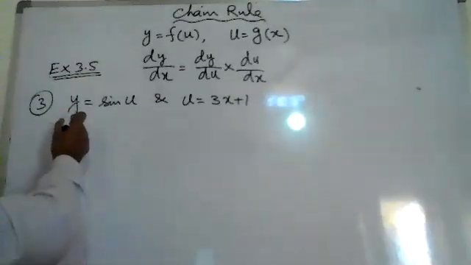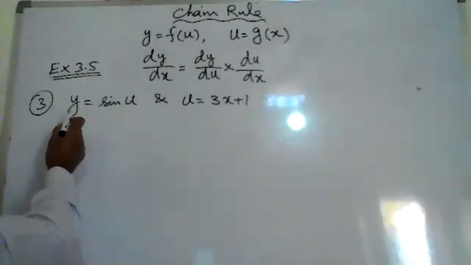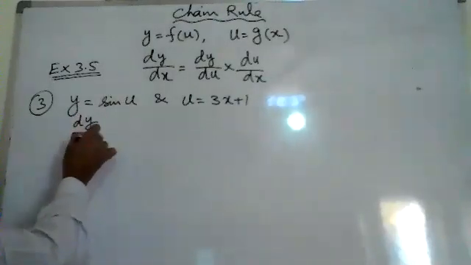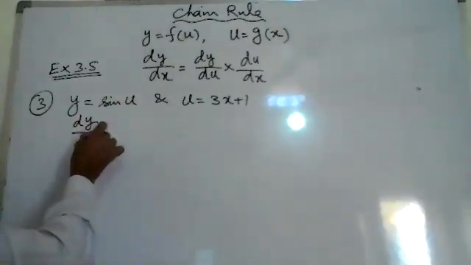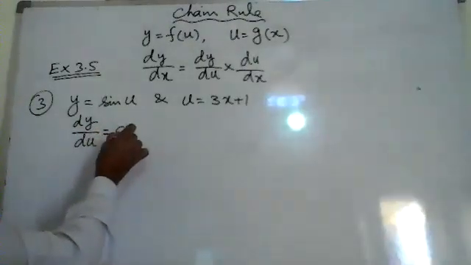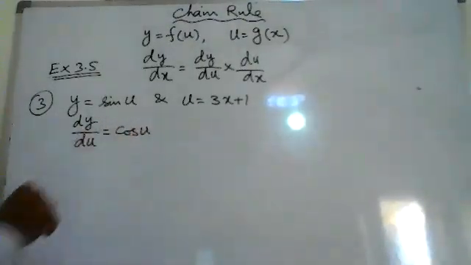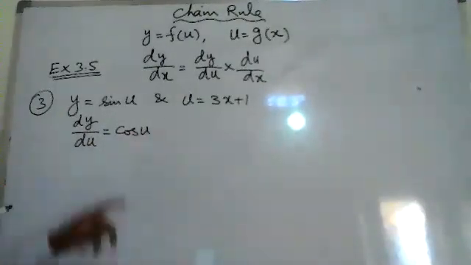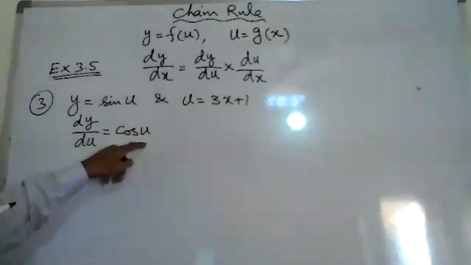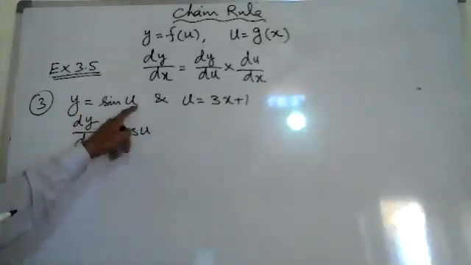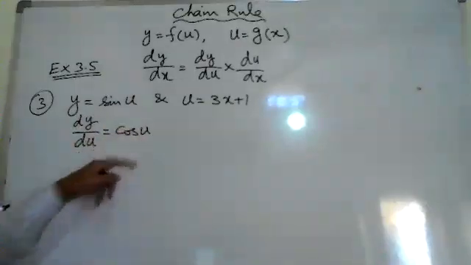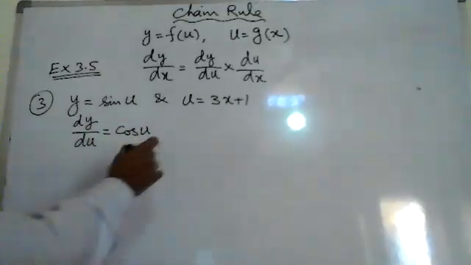First of all, we find the derivative of y with respect to u, dy upon du. That is equal to cos u into the derivative of u, which will be 1. This is the derivative of sin, cos u, then the derivative of u multiplied by it by the chain rule. So the derivative of u will be 1, so this is cos u.